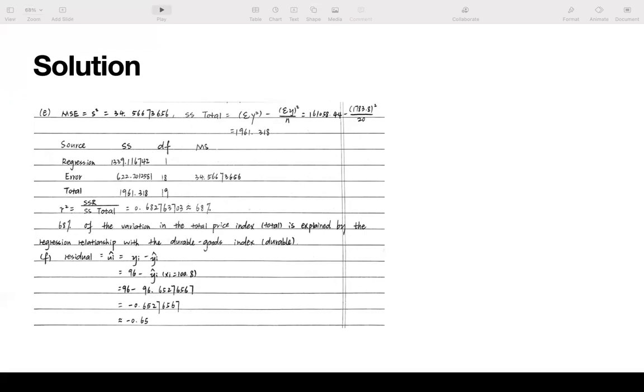So here we have the residual is equal to u_i hat, which is equal to y_i minus y_i hat. So here y_i is the observation value, which is 96, minus the estimated value for y_i, which we can get by plugging in x_i equal to 100.8, and thus we have the residual being equal to -0.65.